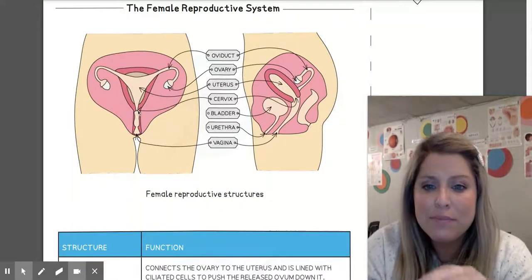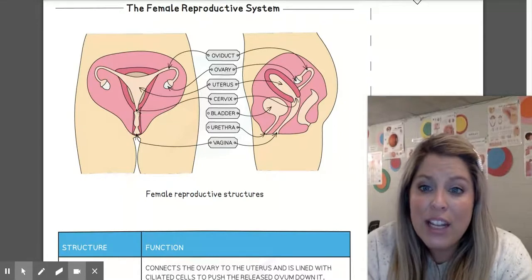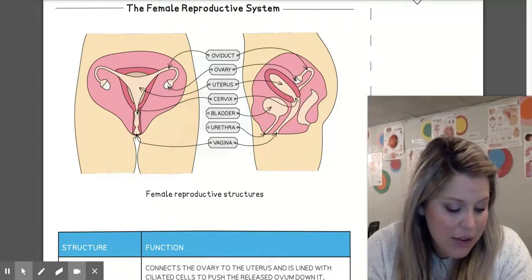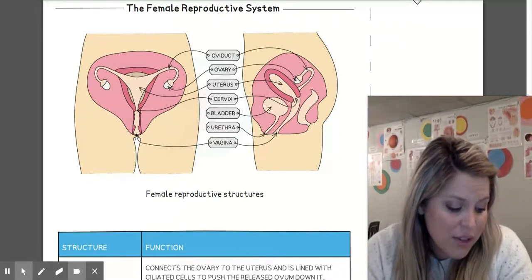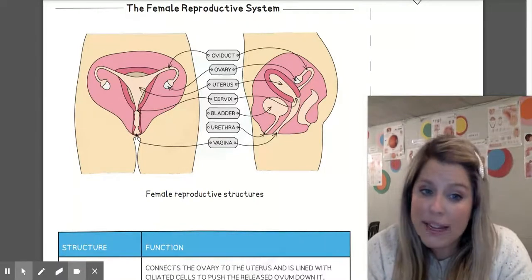It's right here in between your vagina and uterus. So right at the bottom of the uterus is your cervix. It's a ring of muscle at the lower end of the uterus to keep the developing fetus in place during pregnancy.